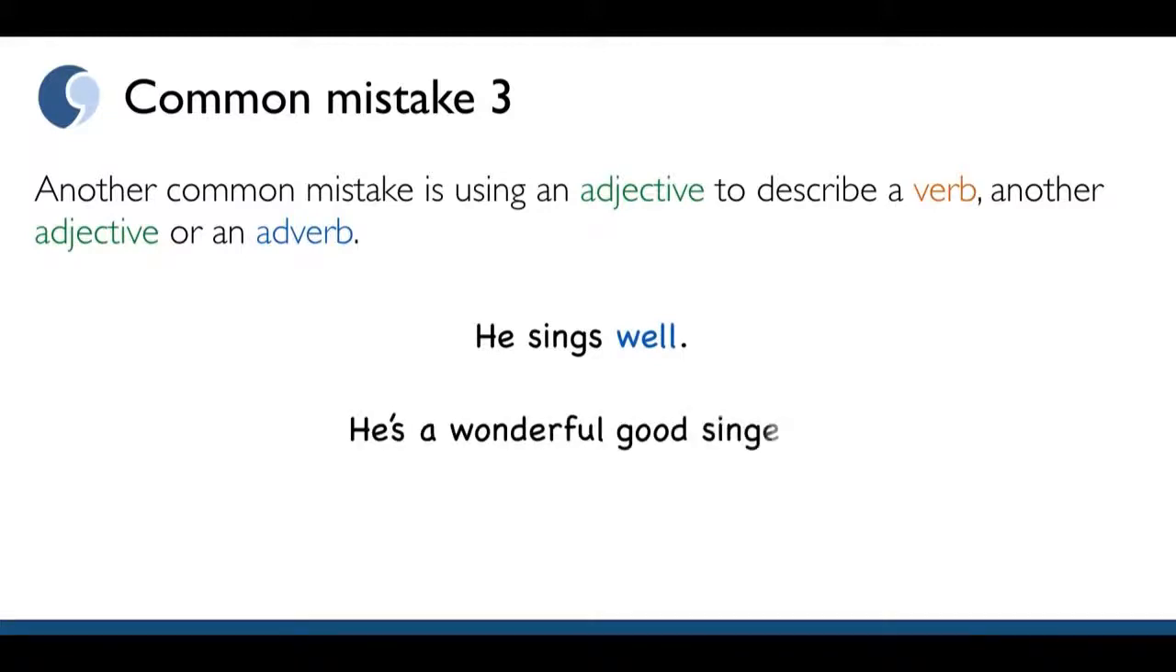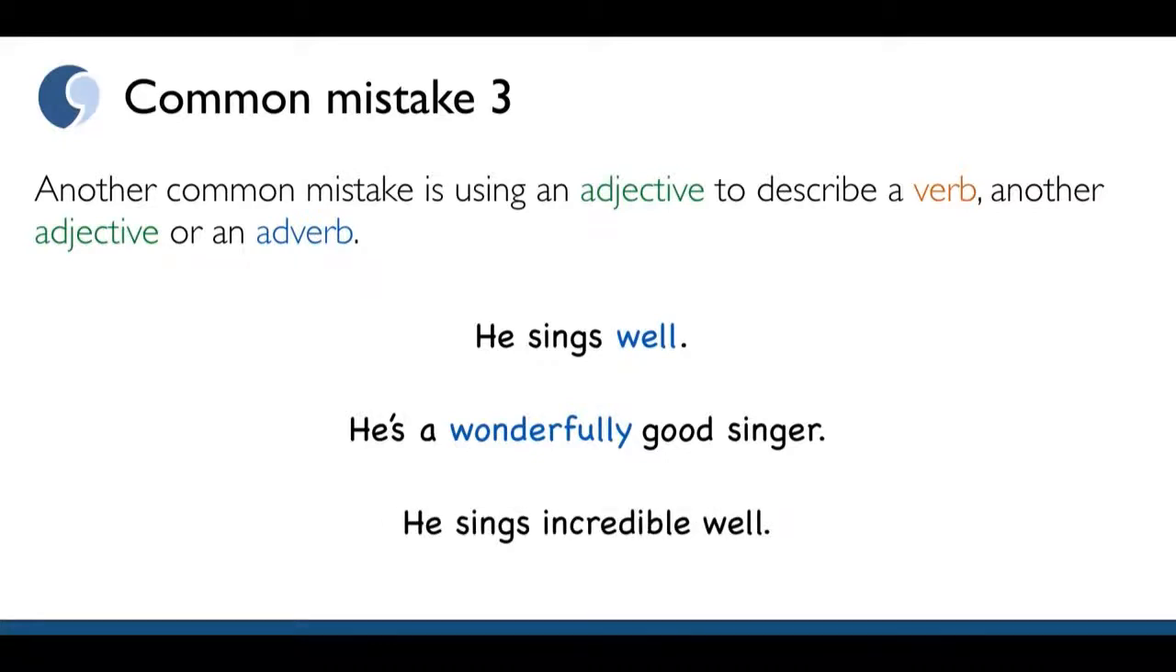Another example of a mistake: "He is a wonderful good singer." Wonderful is about good, therefore it should be another adverb. He is a wonderfully good singer. Another example, you may hear, "He sings incredible well." Incredible tells us more about well, therefore it should be an adverb. He sings incredibly well.